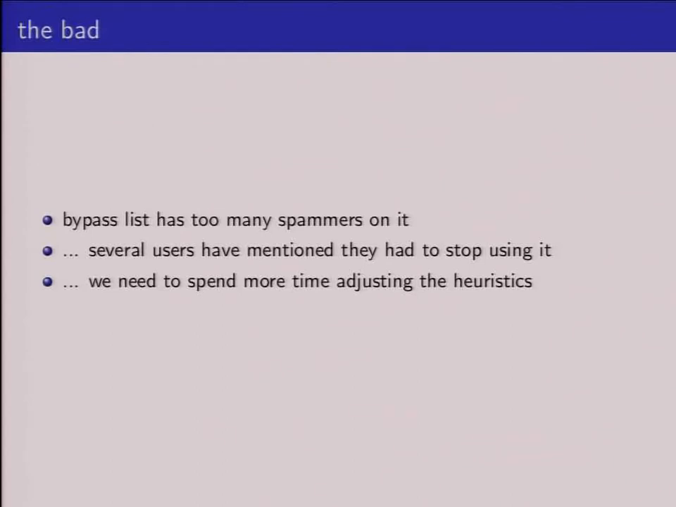So the bad. First we had the good, now we have the bad. Unfortunately, the bypass list has too many spammers on it. They have spent enough time in the whitelists, and they sent enough mails to propagate through. I received a couple mentions from users that they've simply had to stop using it because too much was getting through the lists. So we need to spend more time adjusting heuristics. Maybe we need to move up the number of emails they have to send. Maybe we have to change the number of days.